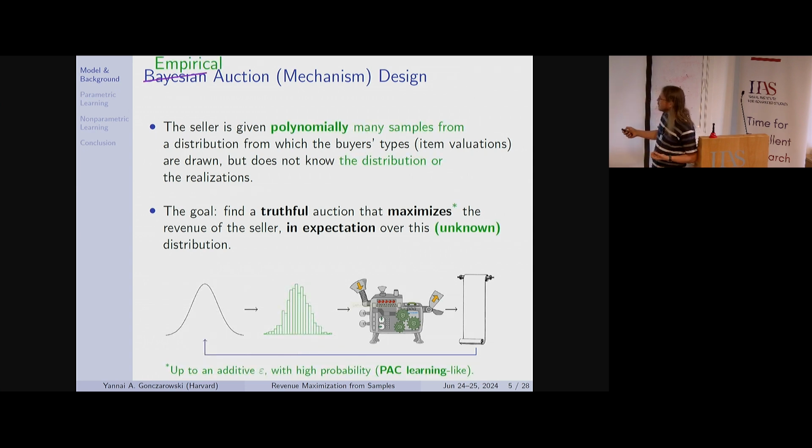We called this empirical auction design, automated auction design, revenue maximization from samples. There are many, many names for this. The differences are the things in green. The seller is given polynomially many samples from this distribution, and knows neither the distribution nor the realizations of the buyers that will come in a second to participate in the mechanism. The goal remains the same: maximize the revenue in expectation over the unknown distribution. Maximize comes with an asterisk: up to an additive epsilon and with high probability.